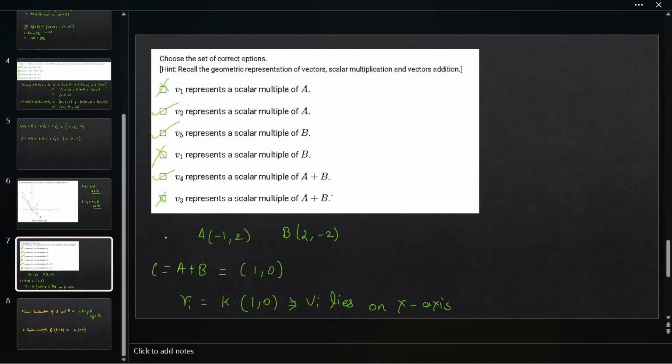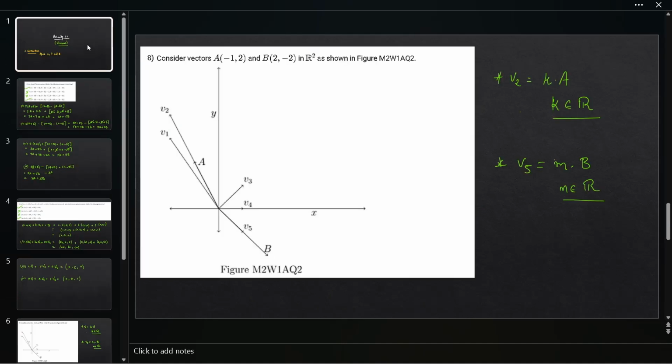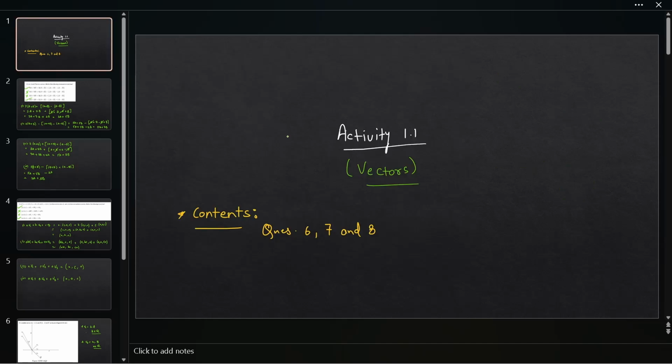Now moving back to the options. We can see that option 1 was incorrect, 2 and 3 were correct, then 4 was incorrect, 5 was correct, and the last option was incorrect as well. So these were the solutions for the questions that we discussed in this video. In this video, we discussed questions 6, 7, and 8. Thank you so much and see you in the next video.